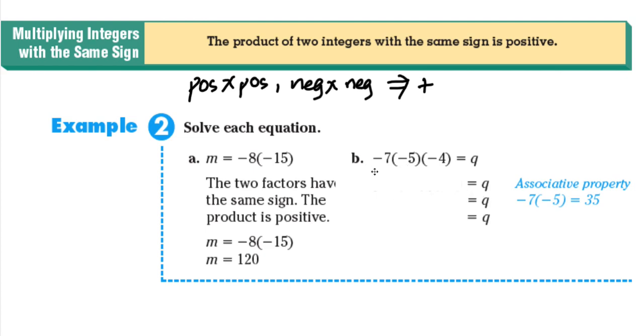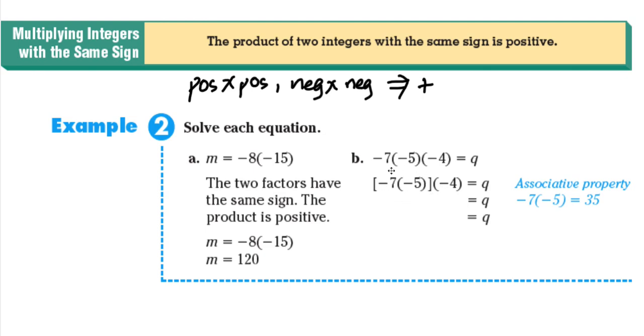Okay? Look at the next example, letter B. Negative 7 times negative 5 times negative 4. It's just like two integers with the same sign, but now you have three integers with the same sign. So, using the associative property, we can do this. Negative 7 times negative 5 times negative 4.